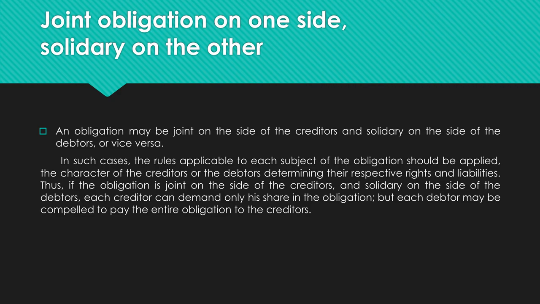Joint obligation on one side, solidary on the other. An obligation may be joint on the side of the creditors and solidary on the side of the debtors or vice versa. Mas exciting to, di ba? So, hindi sila pareho. Okay? In such cases, the rules applicable to each subject of the obligation should be applied, the character of the creditors or the debtors determining their respective rights and liabilities.